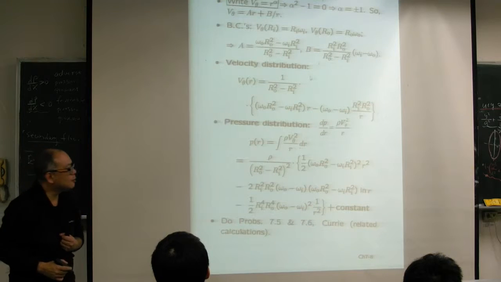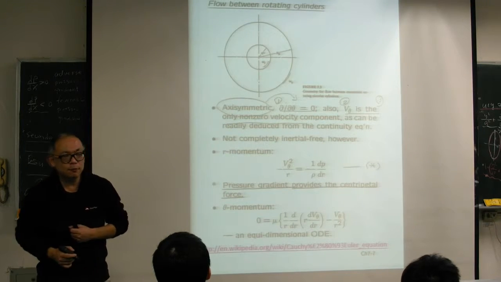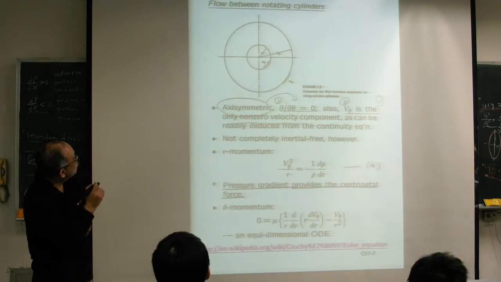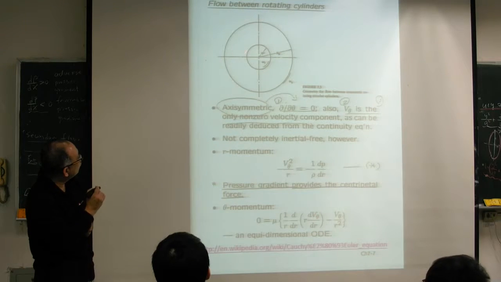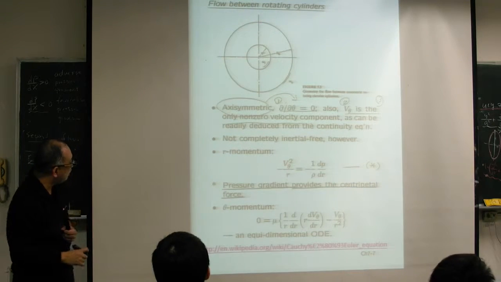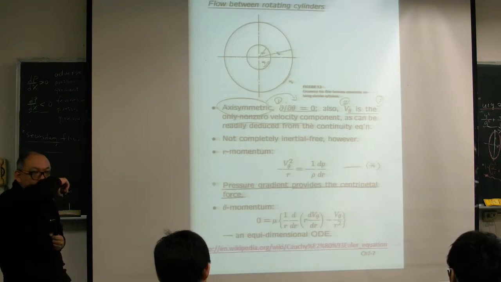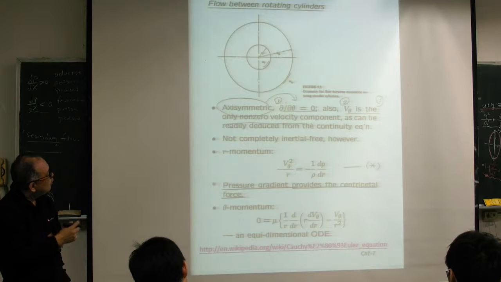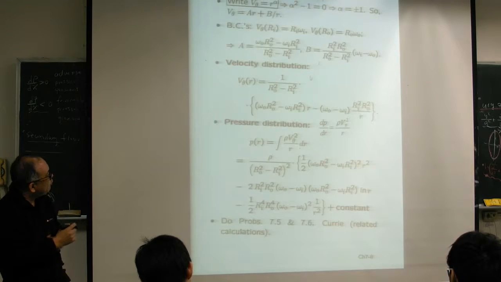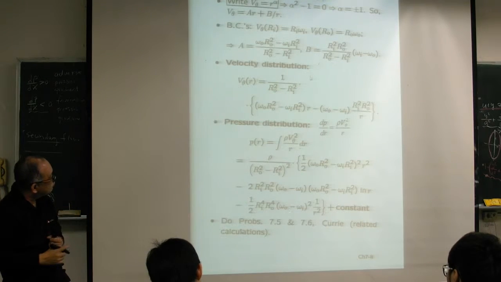Okay, I think that's it for this physical problem. We have the so-called flow between two rotating cylinders. Okay, we can have this exact solution. Any questions? Any problems? Okay, how to derive this, and then eventually you get this.